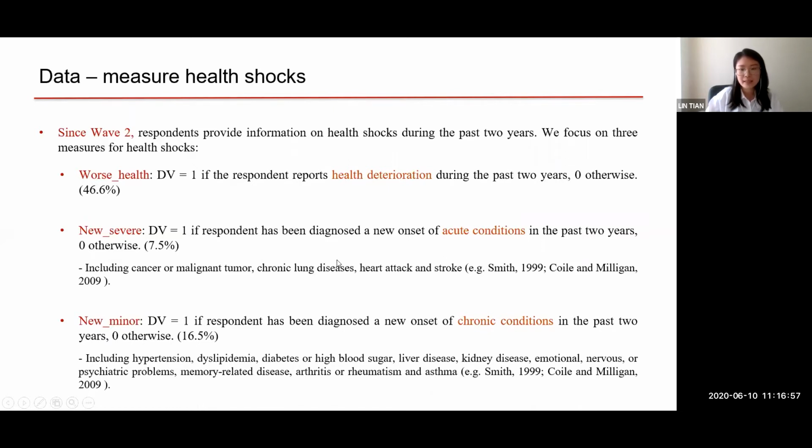And the acute conditions include cancer or heart attack or stroke, etc. And we also have a dummy variable which equals 1 if the respondent has been diagnosed with a new onset of chronic conditions in the past 2 years. So the new minor conditions, the minor conditions including hypertension, dyslipidemia, or high blood sugar. So that's all the minor conditions. It's more about chronic diseases.